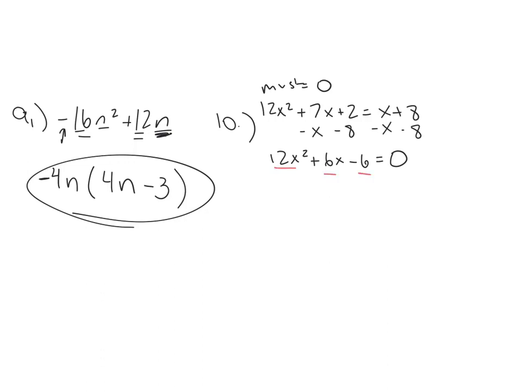Personally, I noticed that all three of them are divisible by 6. So I'm going to take the 6 outside the parentheses to make my life much easier. 2x squared plus x minus 1. Now I'm breaking down the factors of the first term. How do I get 2x squared? 2x and x. How do I get negative 1? 1 and negative 1. So now I just have to figure out which one goes with which.